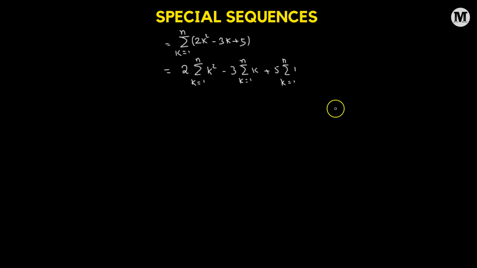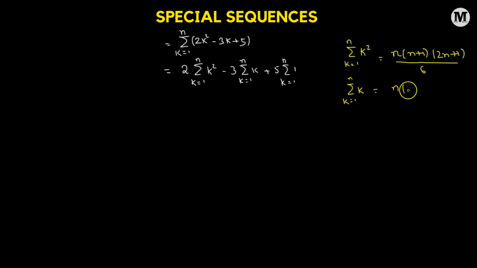Now we have standard formulas for the summation of k squared, where k goes from 1 to n. This is given by n times n plus 1 multiplied by 2n plus 1, whole divided by 6. And then we have the summation of k, again with k going from 1 to n. This summation is given by n times n plus 1 divided by 2. So let's use these values.